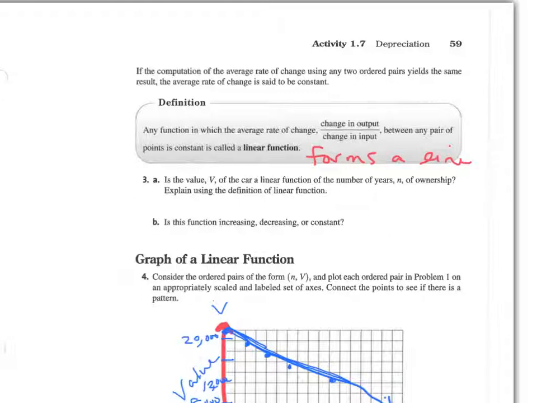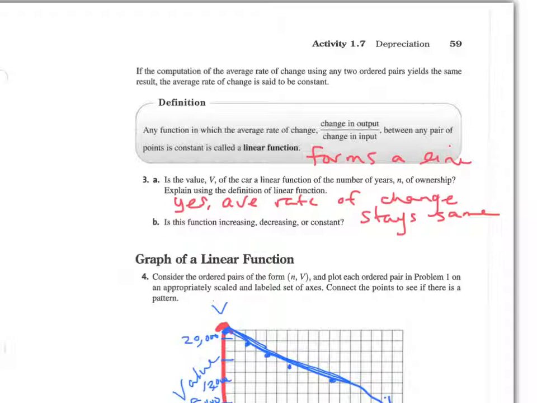Okay, so next question, is the value of the car a linear function? And we would say yes, because what we just found is that the value is changing consistently with the number of years we own it. So yes, because the average rate of change stays the same. Between any 2 years that I own it, I'm losing the same amount. Okay, I'm losing this $1750.